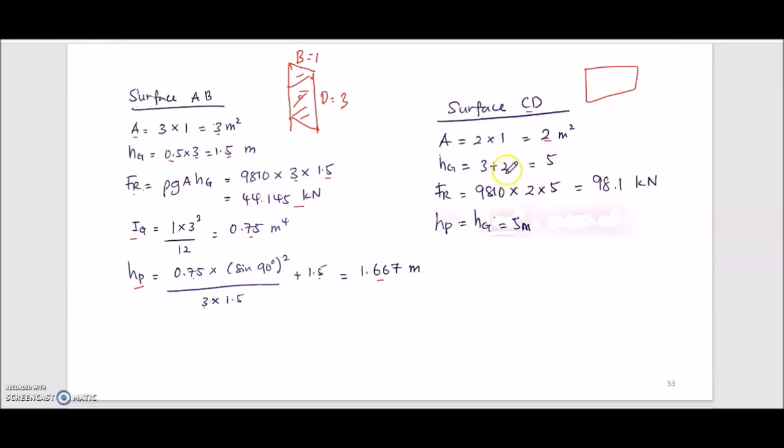Actually this is not 2, this is half of 2, so 2 over 2 is 1. Some mistake here, so it is 3 plus 1, which is 4. Then we calculate again rho g A times hg, that is 4. So you get another value here. Therefore, for hp we have a formula. You use the formula for this one and you get another value. So we have some error here.